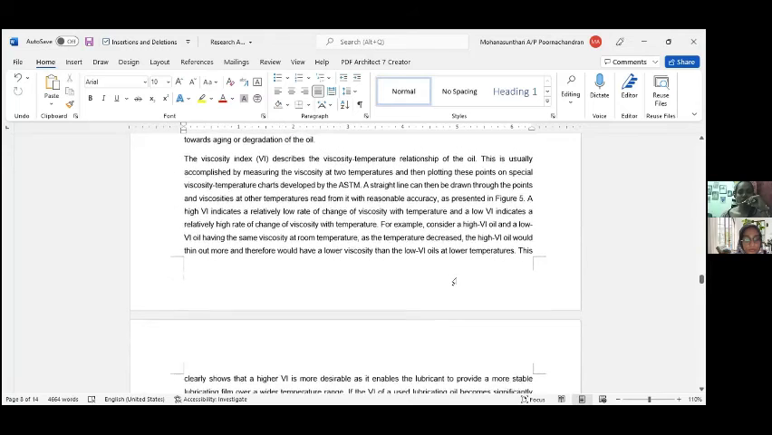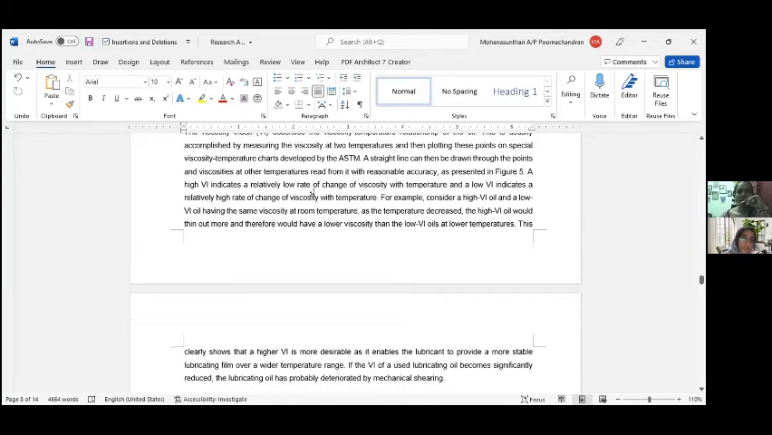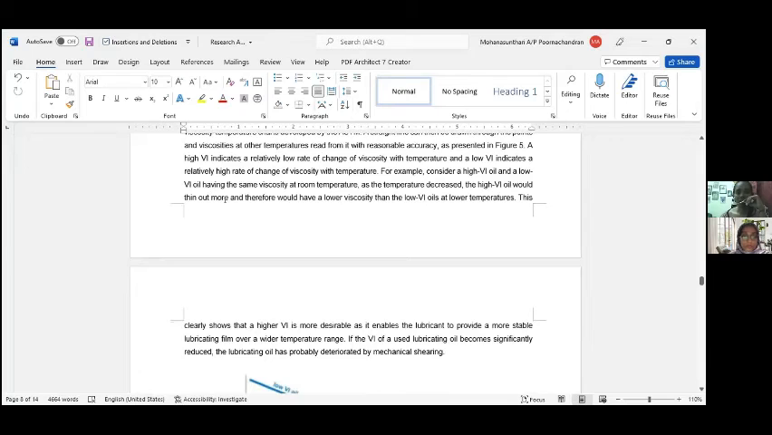Okay, and the VI, as I said, is the relationship of viscosity and temperature. So from here, we will know if it is a high VI, and we are expecting it to have a high VI. If it has a high VI, it thins out less. If it is a low VI, it thins out more at low temperatures. So we are expecting to have a high VI oil.